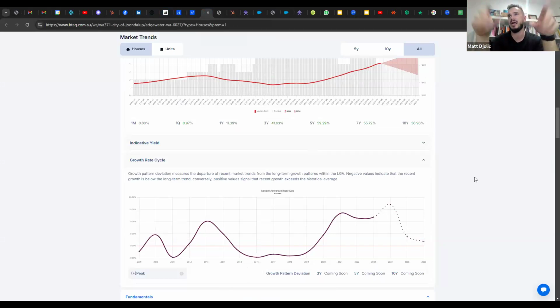So the Excel actually has all of the suburbs, all of the metrics, all of the numbers, because some people prefer to work in Excel. I just work on the platform, by the way. I don't know if that answered.